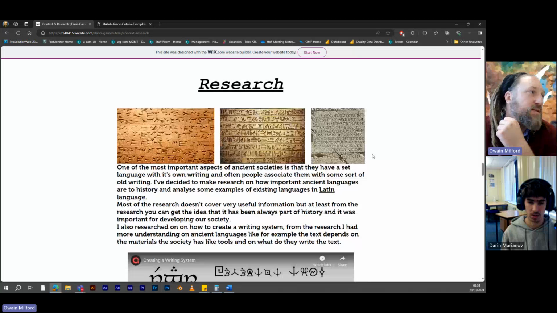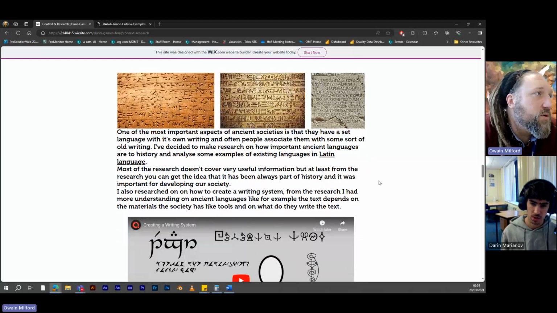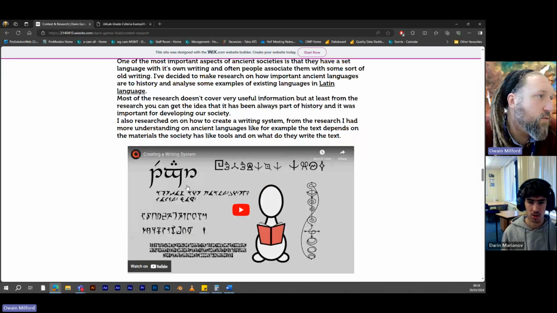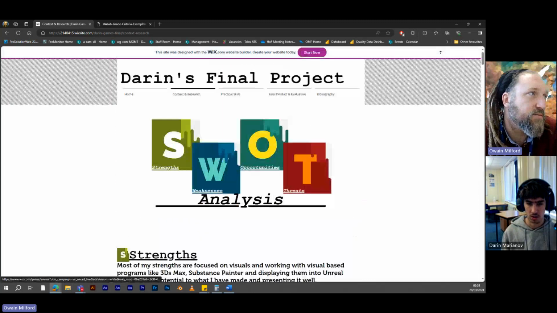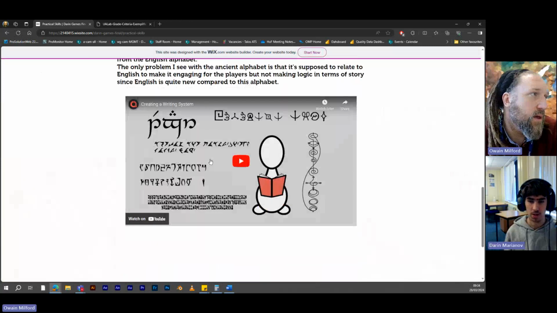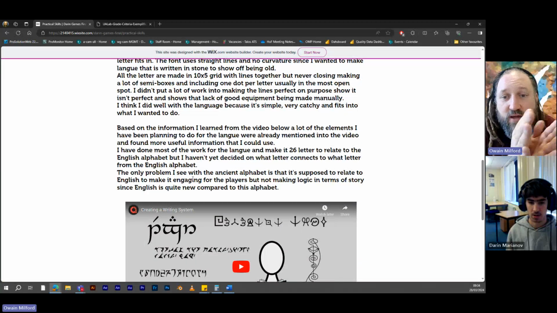So to get into the meat of it, then, the research itself. So you've got initially your research into your languages, and I can see that starting to be followed through with you creating a writing system on your practical skills page as well. Yeah, so it's something that you're then taking from research into development, which is really good to see because that's that whole pipeline process, isn't it?